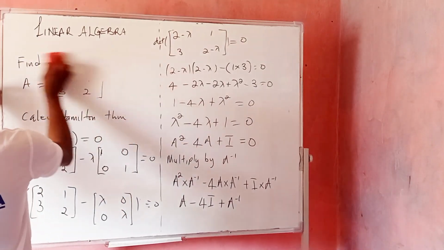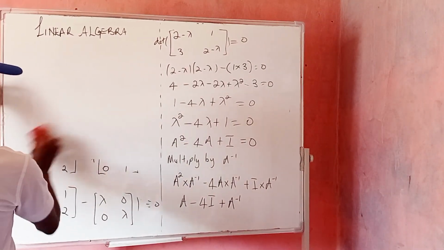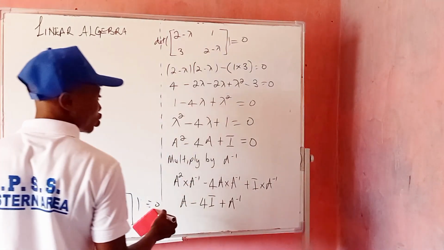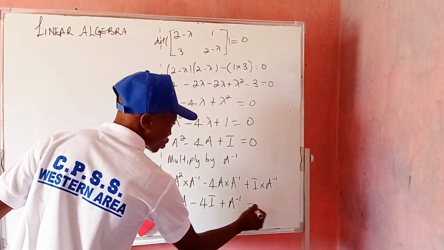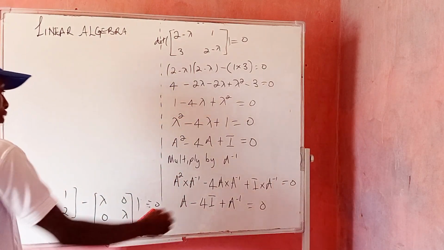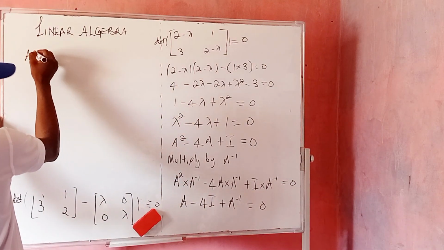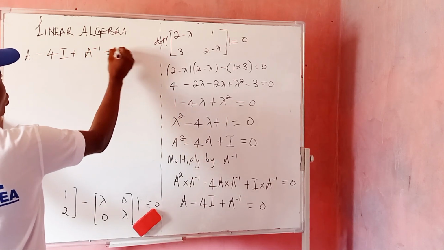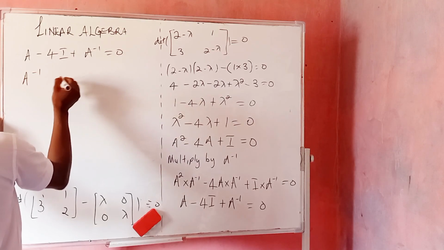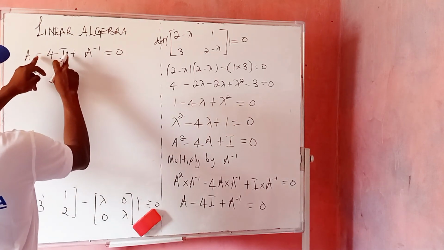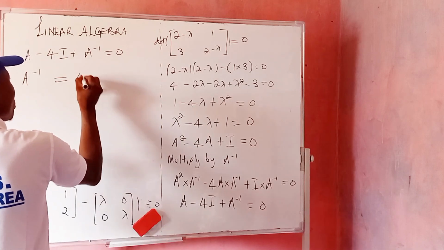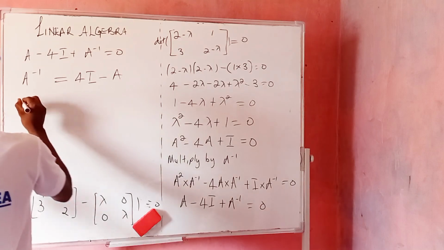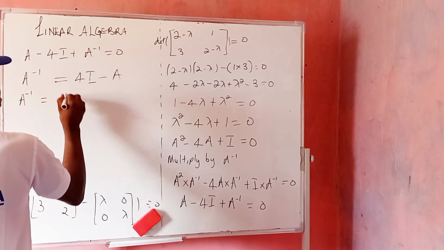So let's wipe this part off. At this point, we now rearrange. We say this should be equal to 0. So rearranging it, we are going to have A minus 4I plus A inverse equals 0. So A inverse is going to remain where it is. It should be equal to what? This minus 4, when it goes over, becomes plus 4I. Then this plus A becomes minus A.